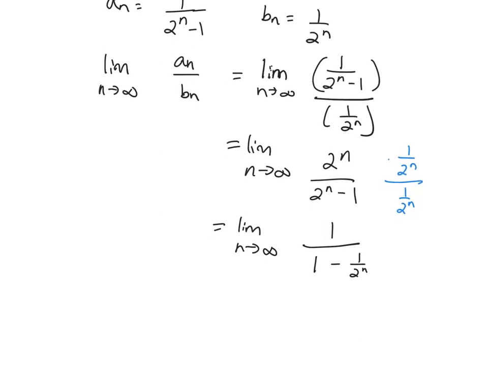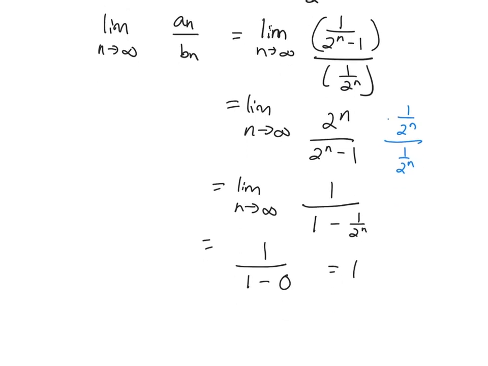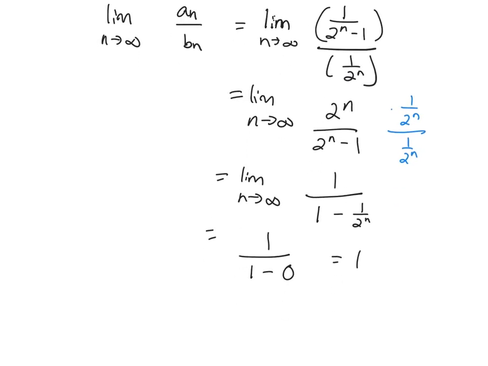Okay. And now what do I get for that limit? The numerator is 1. The denominator, I get 1 minus 1 over 2 to the n. That's going to give me 0. So I'm just getting 1 for the limit. With the limit comparison test, all you care about is that you get a finite number that's not 0. So I got a finite number that's not 0.